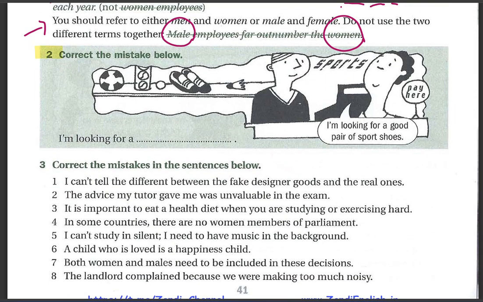Great, now let's go to the next part. Look at part 2. Correct the mistake below. Let's read the sentence together. I'm looking for a good pair of sport shoes. So, what do you think? Here it should be an adjective because it's describing the shoes. The shoes should be made for doing a sport. So it should be sports shoes.